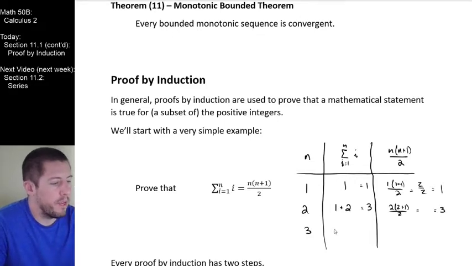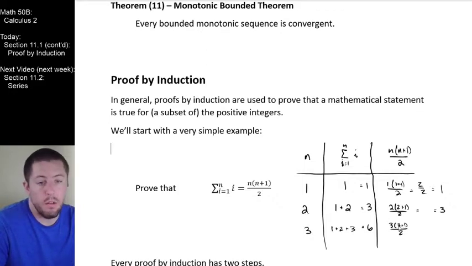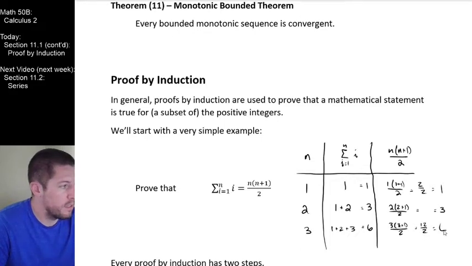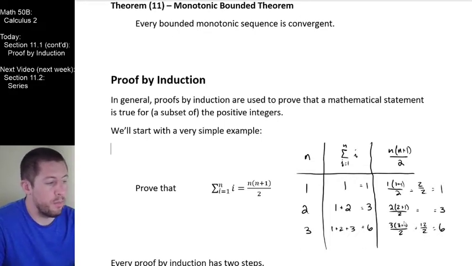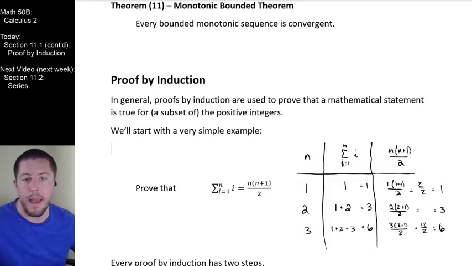If we check it out for 3, 1 plus 2 plus 3 is going to give me 6. 3 times 3 plus 1 over 2. This is 3 times 4, which is 12. 12 over 2 is going to be 6. So it seems like these are matching up. 6 and 6 right there. This is my evidence collection.